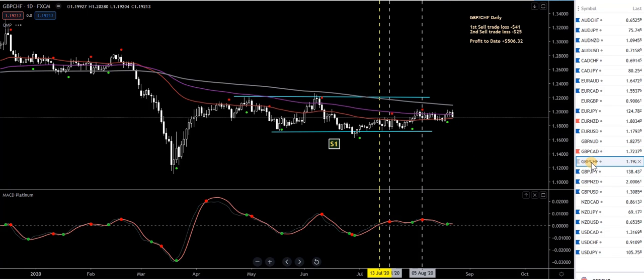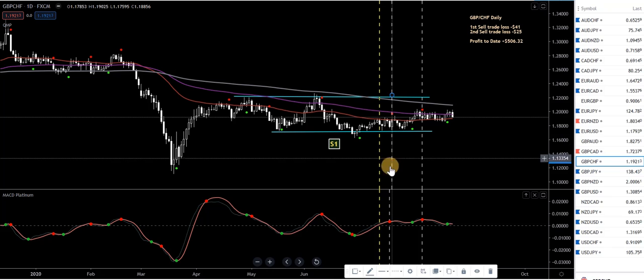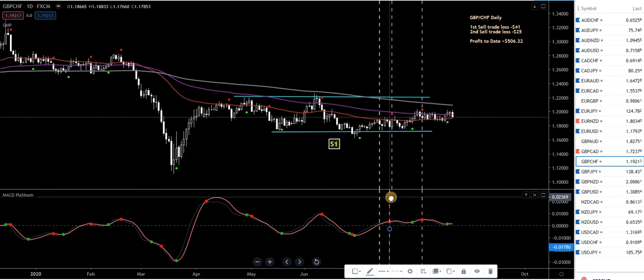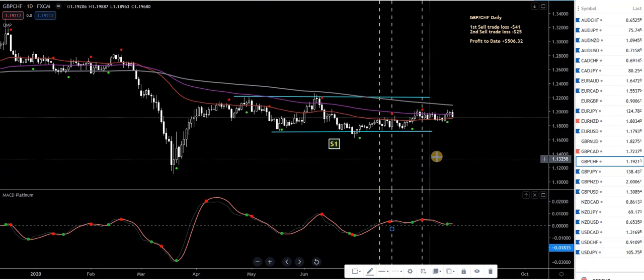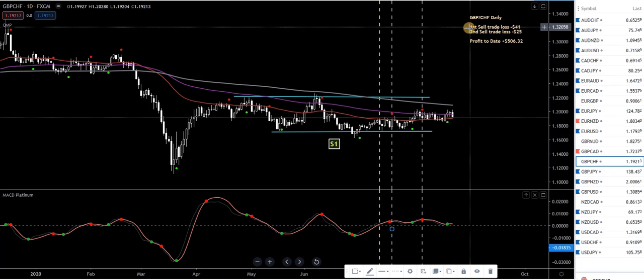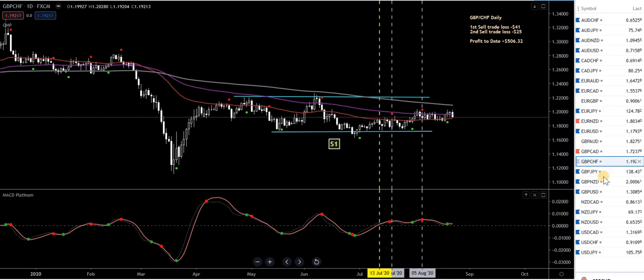Pound Swiss is going nowhere fast. Again, it's been above the 0 level on the MACD Platinum, going sideways. What are we looking at here? First sell, a loss. Second sell, a loss. So I had a loss on this sell. Made a few errors. And I took a loss on this sell also. So a couple of smallish losses on the pound Swiss. Looking for a possible third setup.